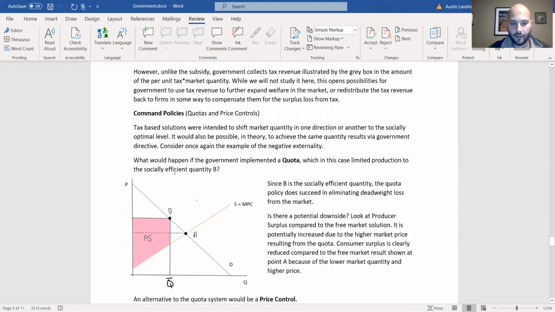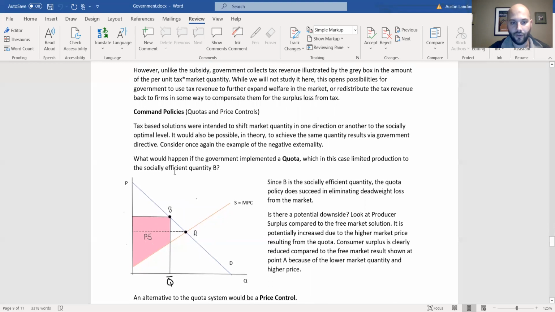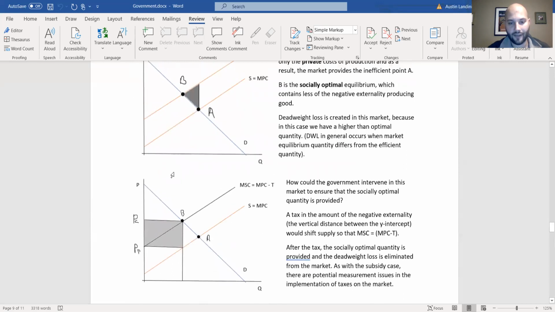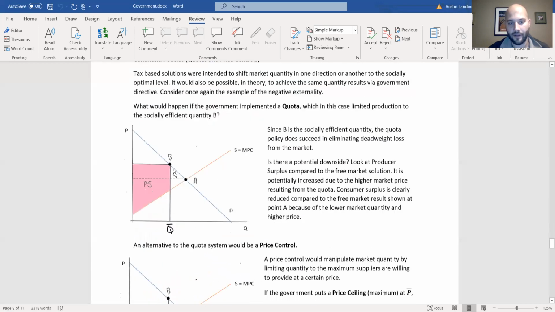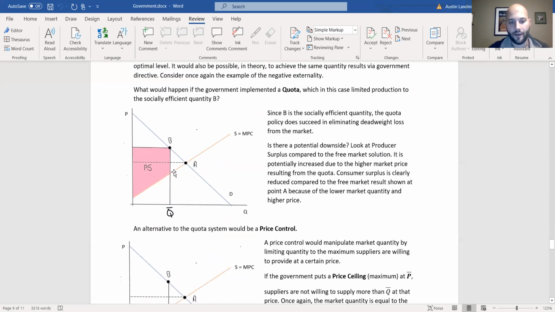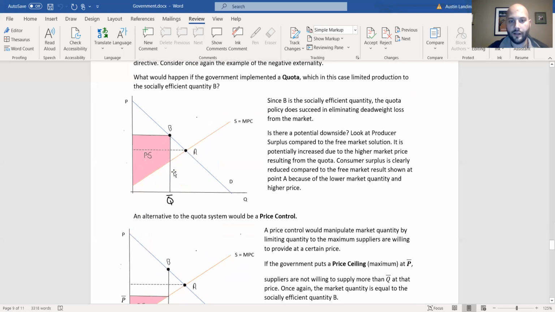So finally, in competitive markets, another policy option would be command policies, which are quotas or price control. So instead of a tax or subsidy, the government can come in and say, all right, no more than a certain quantity or a certain price will be created or charged. So a quota is basically a quantity restriction, or they set a certain quantity.